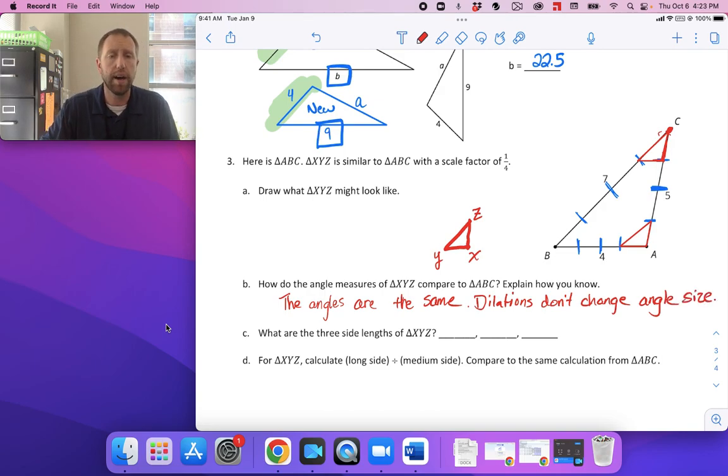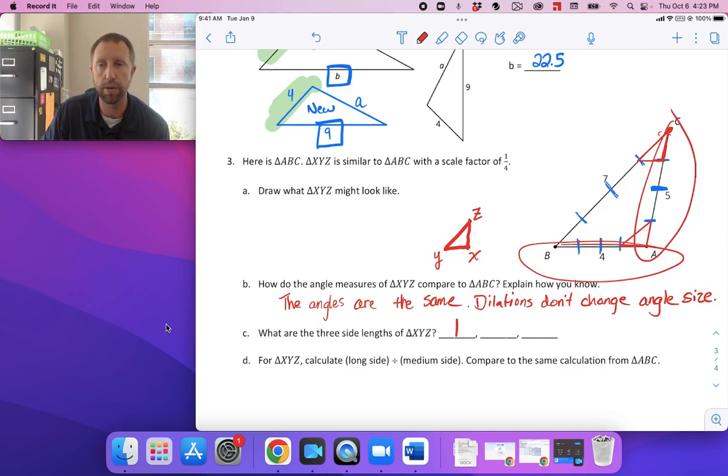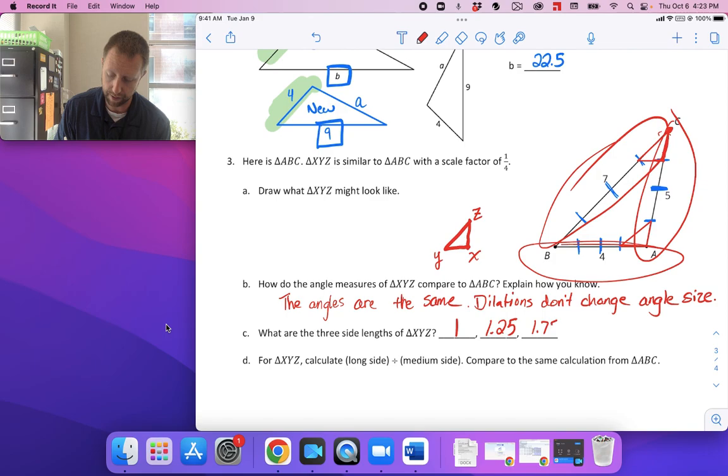Okay. The letter C there, what are the three side lengths of triangle XYZ? Well, if triangle XYZ was formed by using a scale factor of 1/4, I just have to multiply all of those by 1/4. It doesn't matter which one you start with. I'll start on the base here. If I do 4 times 1/4, it's 1. And then do the other side. I'll do this more vertical side. If I do 5 times 1/4, it's 1.25. And then for this more diagonal side, if I do 7 times 1/4, it would give me 1.75.